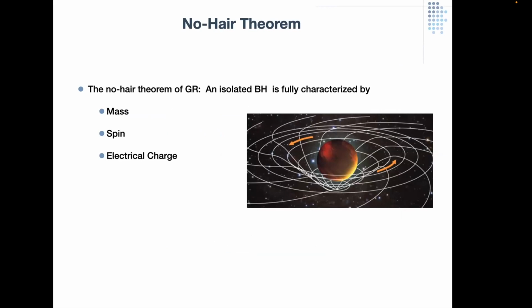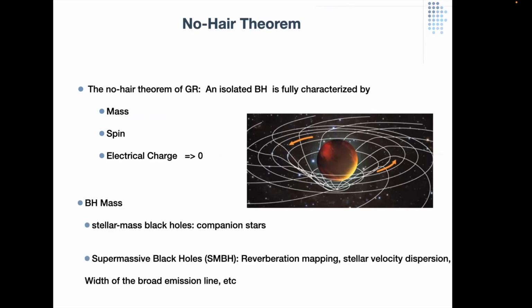According to the Noether theorem, black holes can be completely defined by three parameters: their mass, spin, and electric charge. In reality, a charged black hole will be neutralized by discharge to its surrounding. So black holes basically can be defined by their mass and spin. The masses of the stellar mass black holes within our own galaxy are typically determined by examining the orbital and radiative properties of their companion stars.